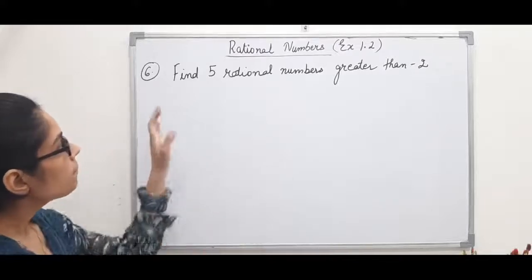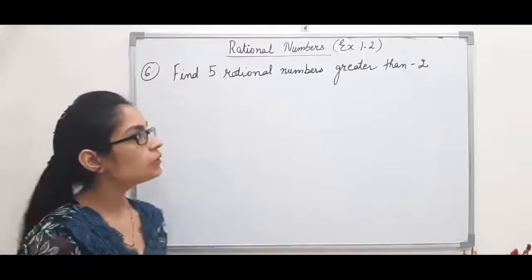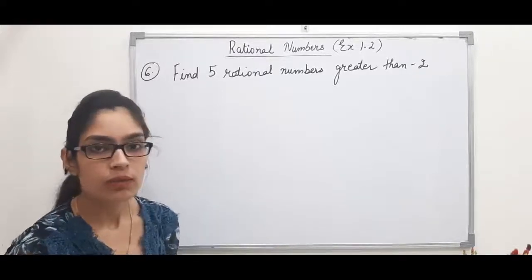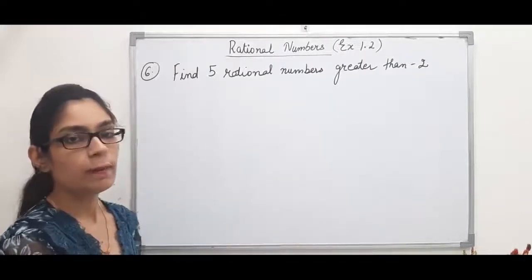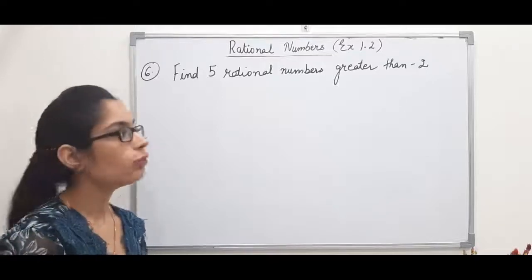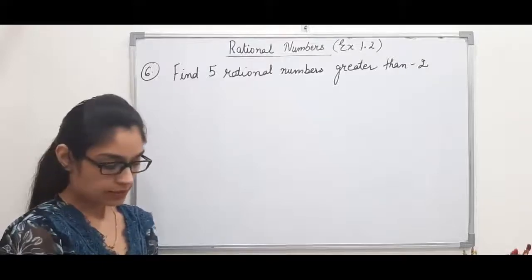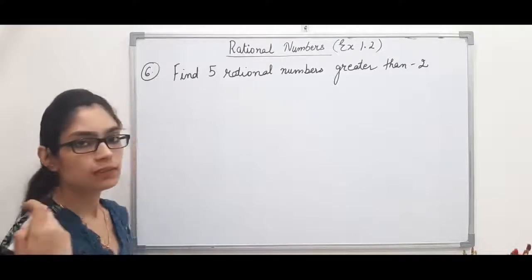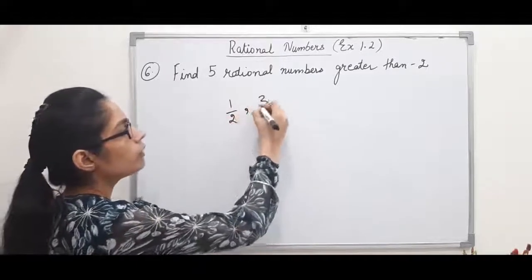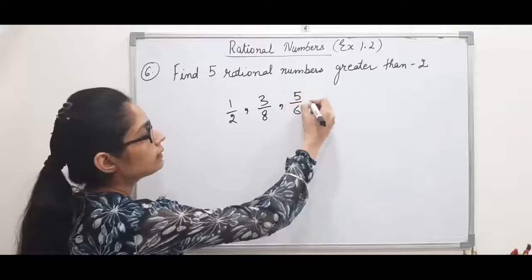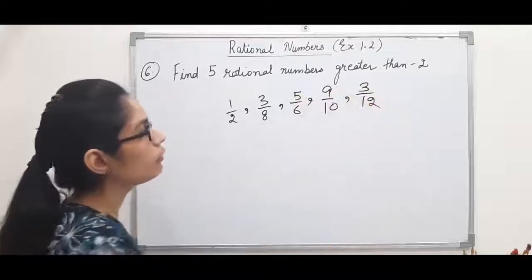Here you can see, find 5 rational numbers which are greater than minus 2. So this sum is very much similar to question number 3. But the only difference is that there you found rational numbers which were smaller than 2. Now you want rational numbers which are greater than minus 2. So we will follow the same thing here also. Just write any rational numbers according to your choice. Right, 1 by 2, 3 by 8, 5 by 6, 9 by 10, 3 by 12. So 5 I have written.